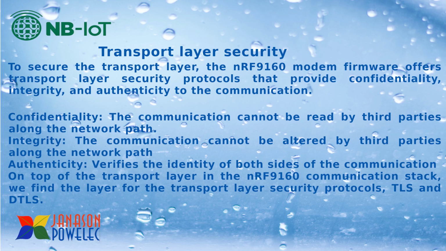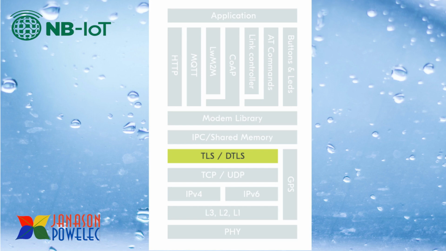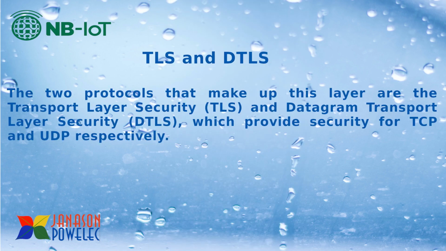On top of the transport layer in the NRF 9160 communication stack, we find the layer for transport layer security protocols, TLS and DTLS. So now we are talking about TLS and DTLS in the communication stack. TLS and DTLS are the two protocols that make up this layer: transport layer security and datagram transport layer security, which provide security for TCP and UDP respectively.